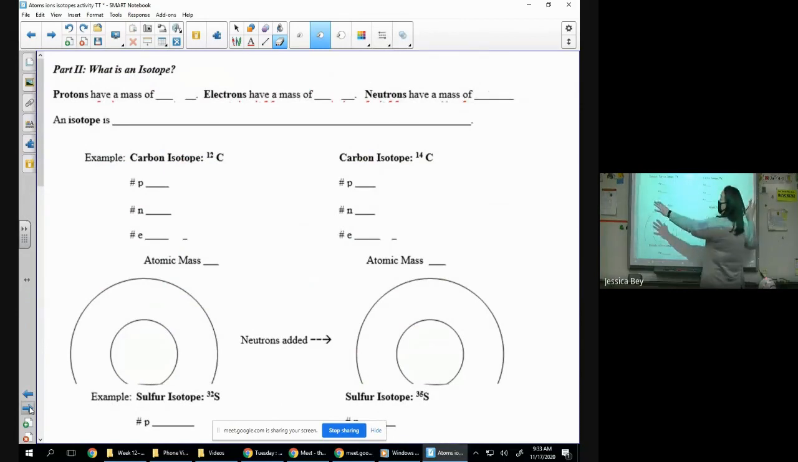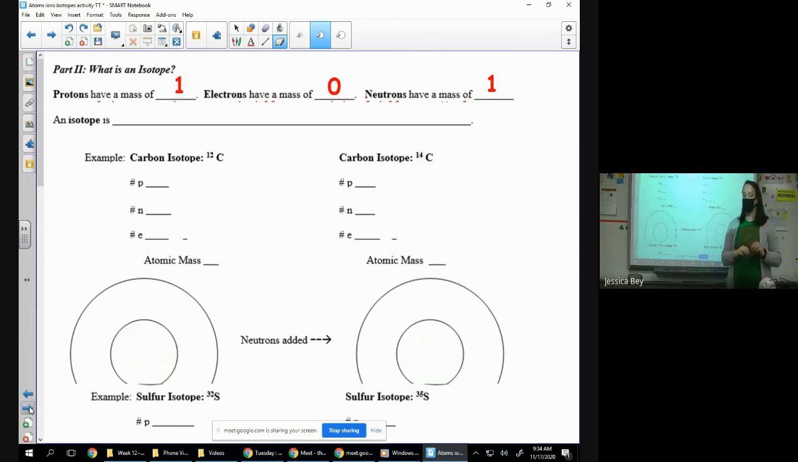Now we're going to compare 2 isotopes of each other. Let's talk about masses. Protons have a mass of 1. Electrons have a mass of 0. Remember, they do have a little bit of mass, but we just don't count it. And neutrons have a mass of 1.